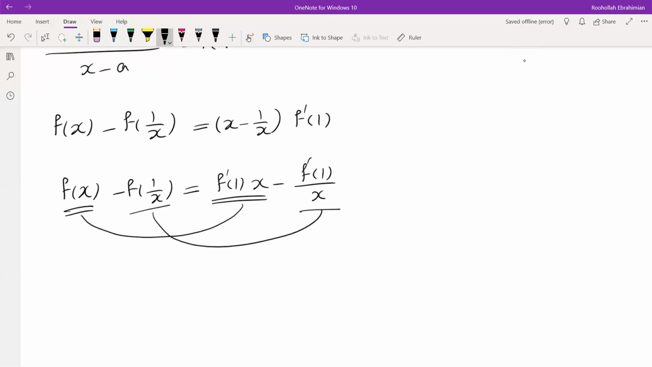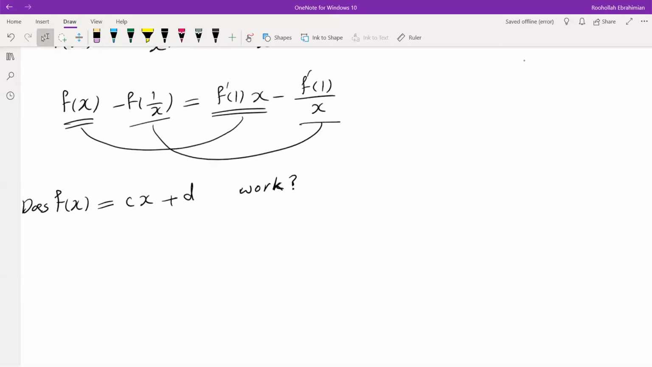So from here, I guess that f(x) equals perhaps cx plus d. Or I would have to pose a question here. So does this work? Now, the answer may be yes, the answer may be no. We don't know yet. This is easy to check though. You could take that, plug it back into the equation.